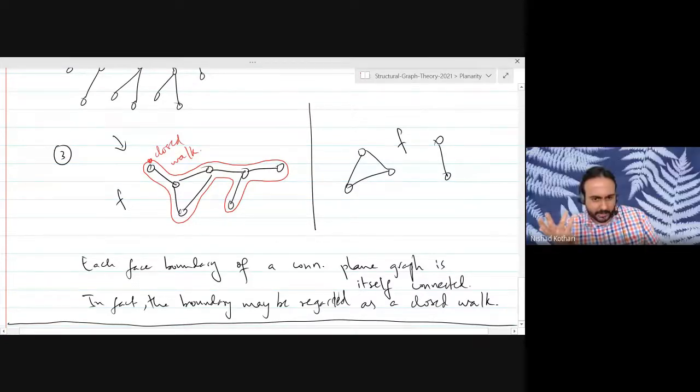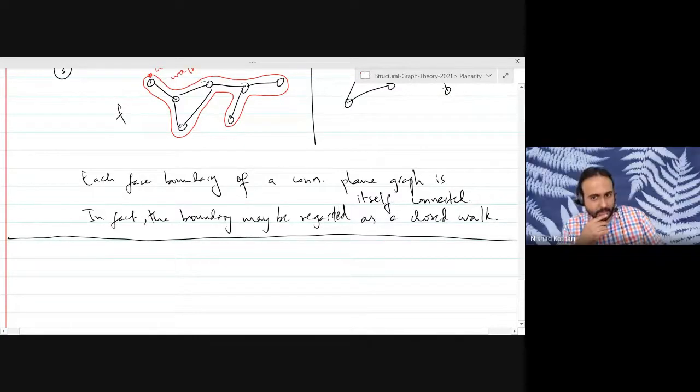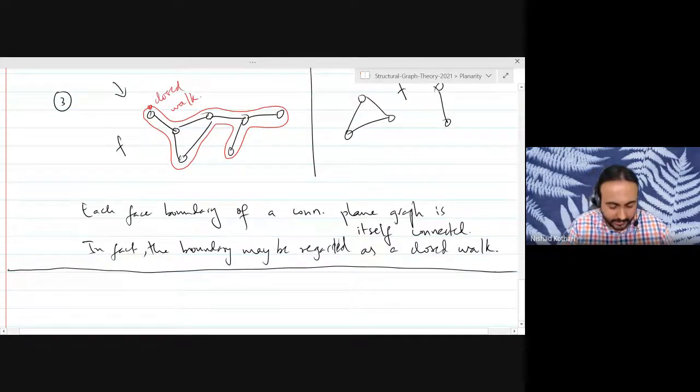If you go by stereographic projections, there is no real distinction between the unbounded face and the other faces. But for some faces it may be that it is a closed path. What is a closed path? You mean a cycle? Yeah, a simple cycle. It could be a cycle, right?